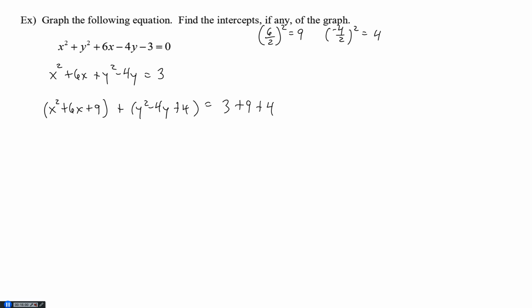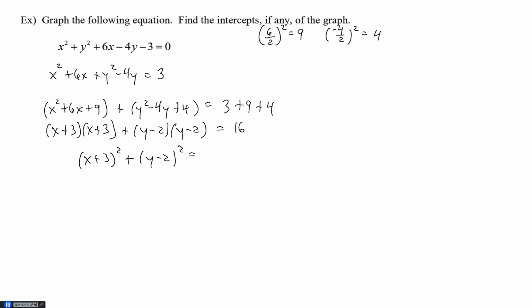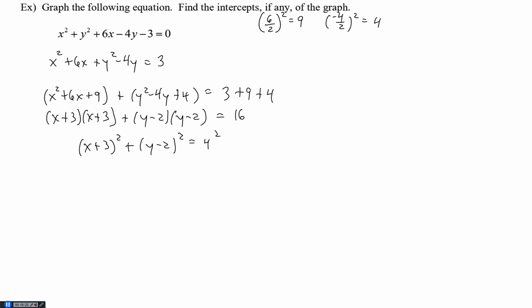So this is now a perfect square trinomial. It factors into x plus 3 times x plus 3. This is also a perfect square trinomial: y minus 2, y minus 2. And the right side is just 16. So I get x plus 3 squared plus y minus 2 squared equals 4 squared. Now we can get h, k, and r. So h is negative 3, k is 2, and r is 4.